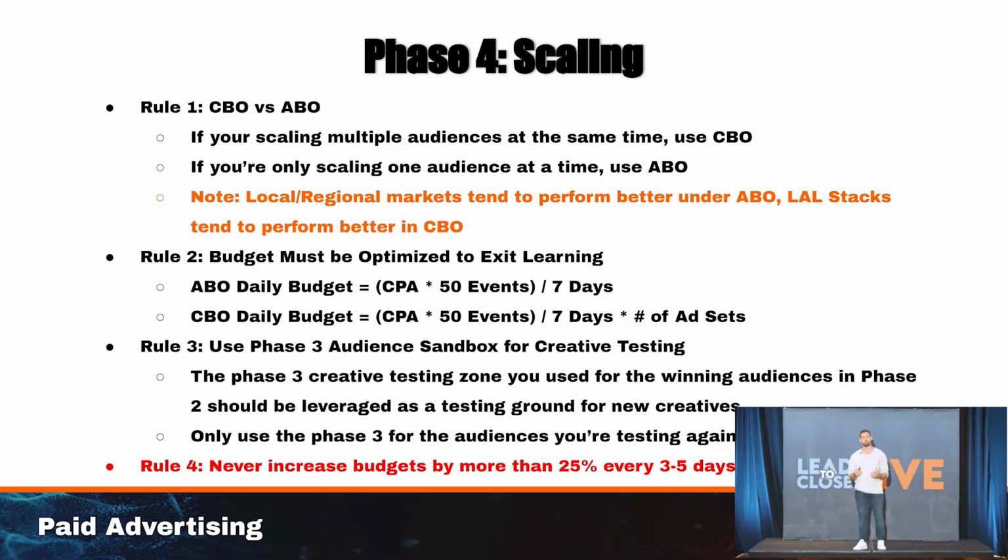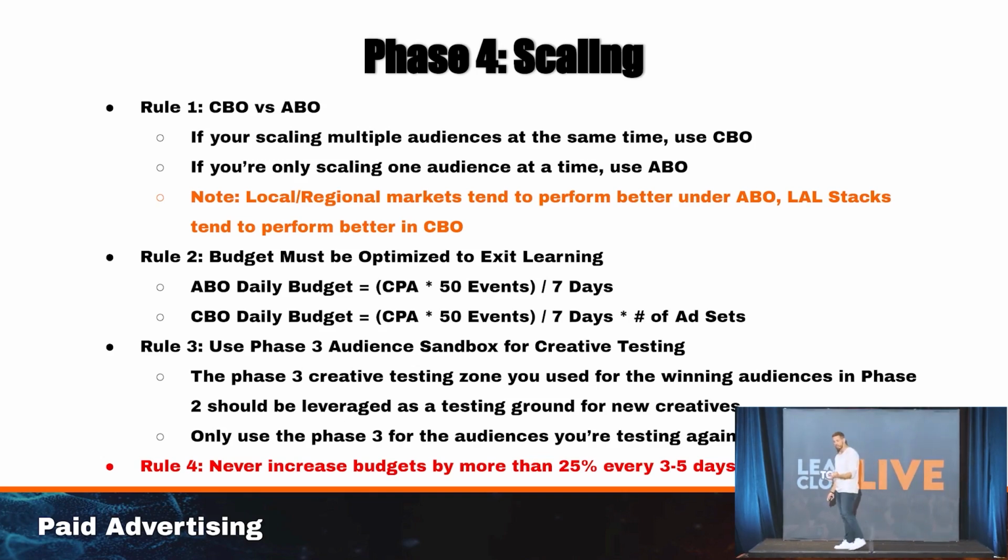However, you multiply that value by the number of audiences that you're putting in that campaign. So if you're running 3 audiences and your average daily budget for phase 3 was $100 a day, and in your scaling campaign you're taking 3 audiences and putting them in that campaign, the budget will now be $300, because you've got to optimize all 3 of those audiences.